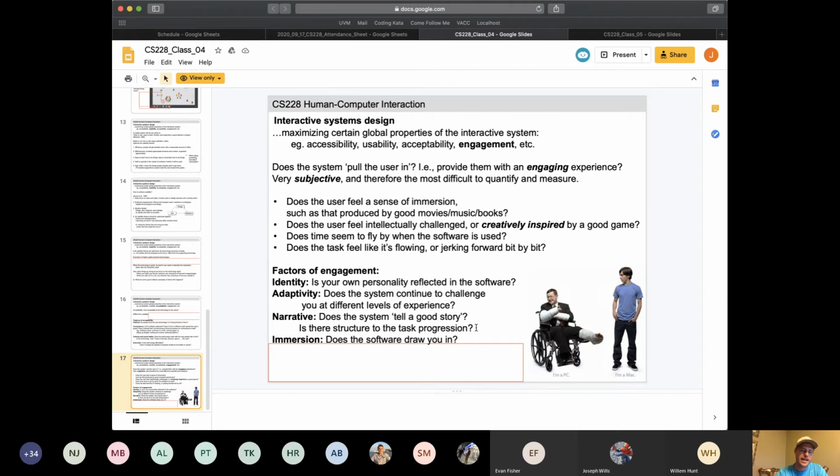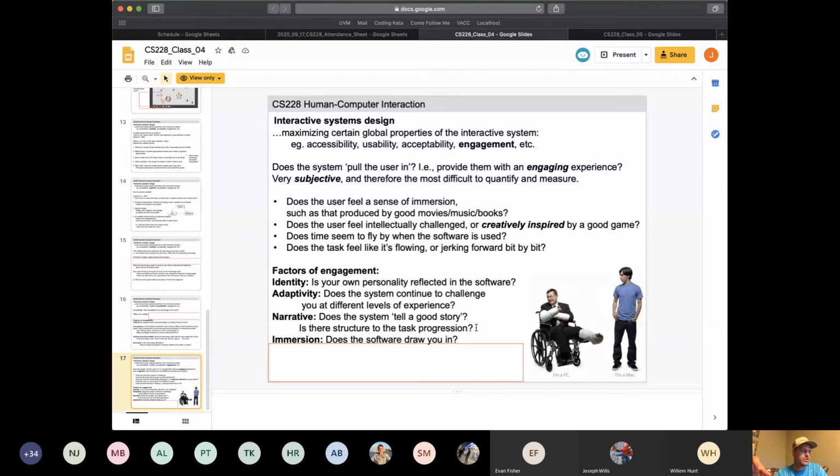So we have identity, adaptivity, narrative, immersion. Does the software draw you in? And I think we've talked about that a little bit. Do you feel like you're a part of what's happening? If you're watching a TV show or reading a book, do you feel like you're there? That's the immersion part. The last box in the red is going to be called flow.